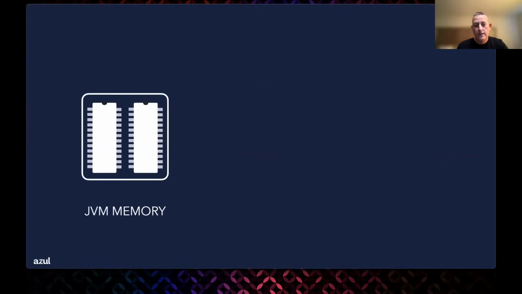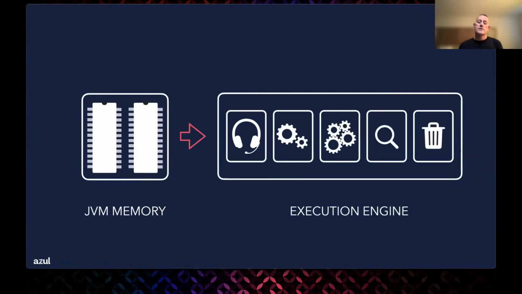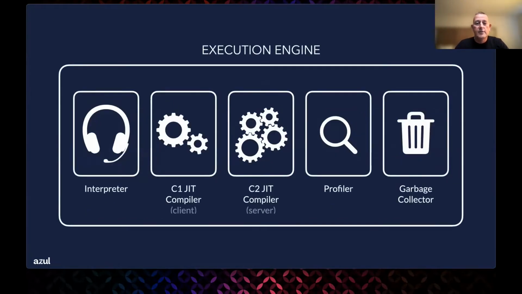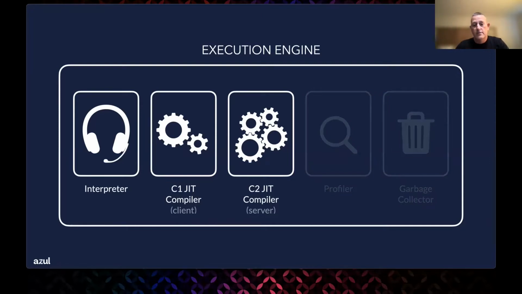Once it's in the JVM memory, it gets into the so-called execution engine. You can already see that the execution engine contains multiple parts, and we will take a closer look at some of them. If we zoom in a little bit, we see the interpreter, the C1 JIT compiler, formerly known as the client compiler, and the C2 JIT compiler, formerly known as the server compiler. And we have a profiler and a garbage collector here. In this session, we will only focus on the first three parts.